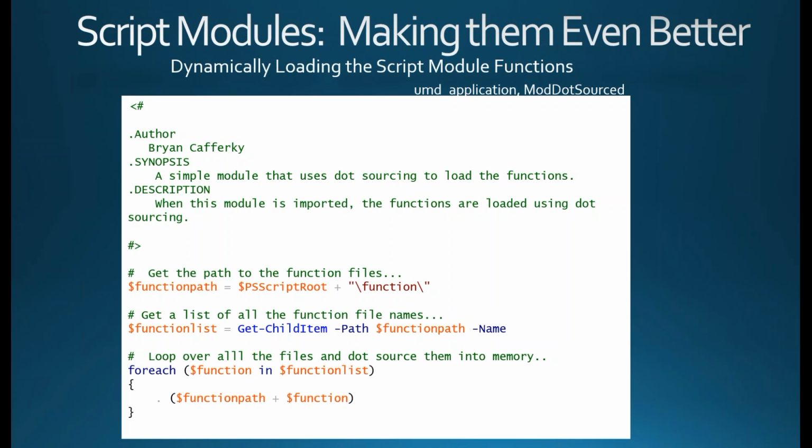The next line does Get-ChildItem on function path, and it returns a list of just the names of each of the scripts. Then I iterate over the function list by using a foreach. So I get all of the functions in the function list, and then I just do a dot source. The parentheses force it to resolve the concatenation of function path with function name, and then it dot sources it. So it'll iterate over this.